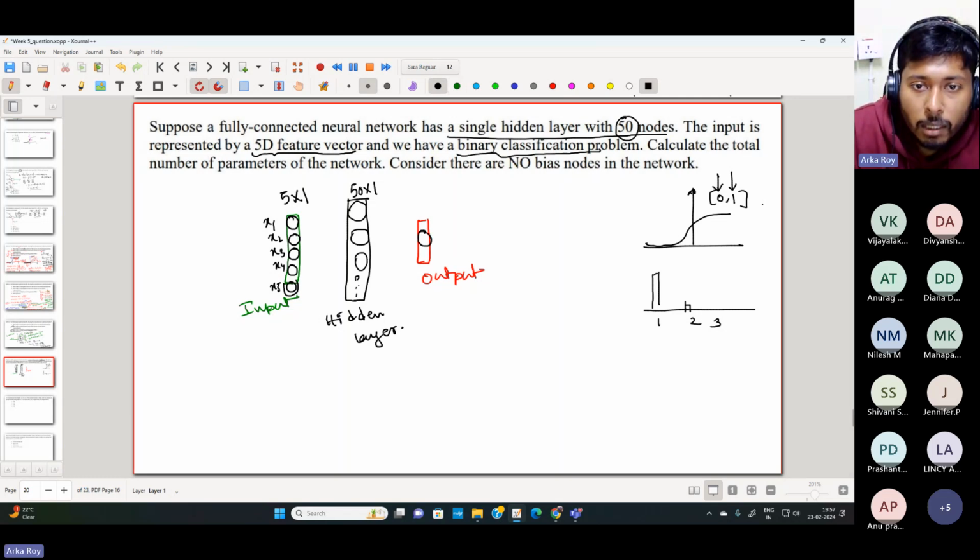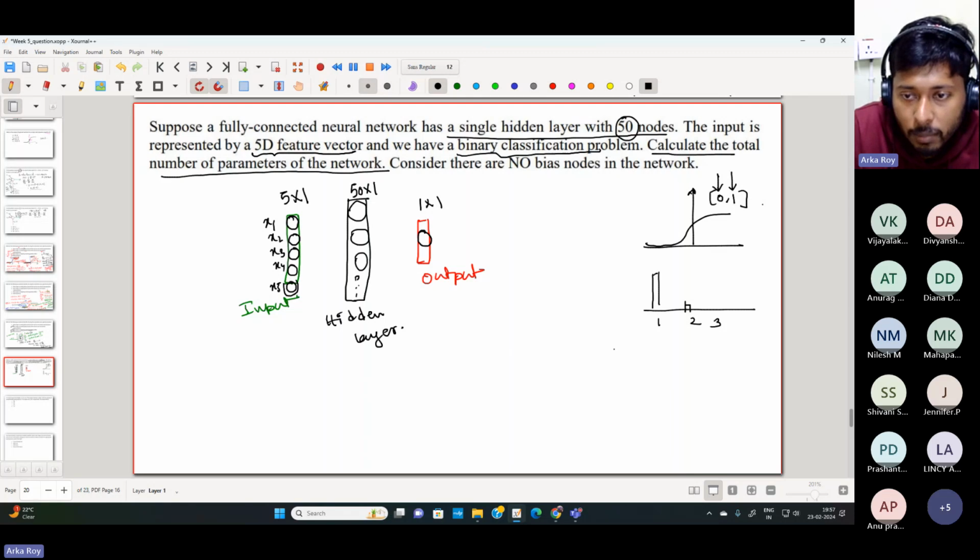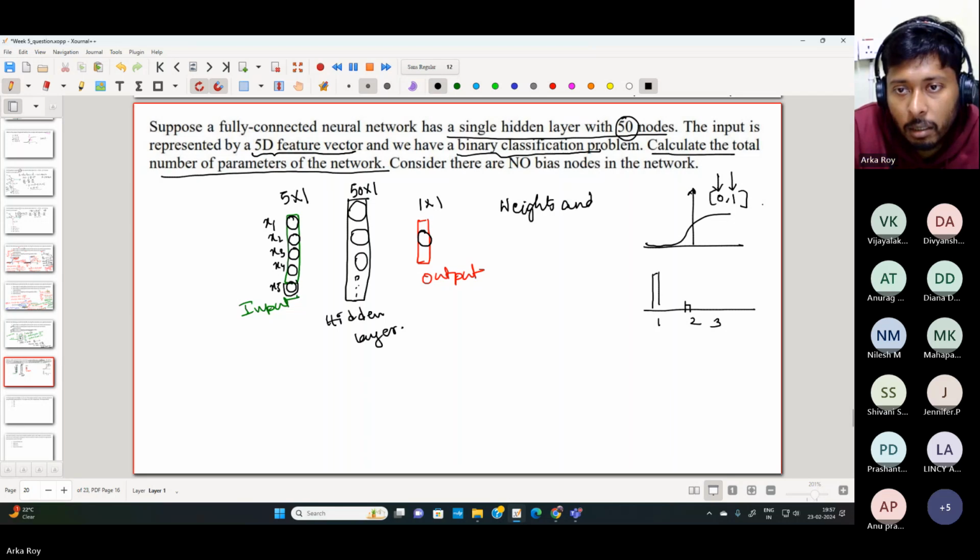So output has one node because you need to produce an output whether this is 0 or 1, and that is basically what sigmoid does. So this is the architecture of this whole neural network. Now the question states to calculate the total number of parameters in the network. In case of a neural network, the parameters are weights and biases.